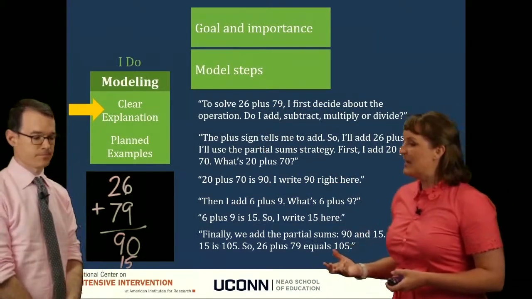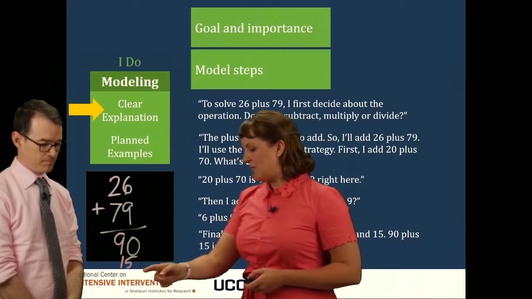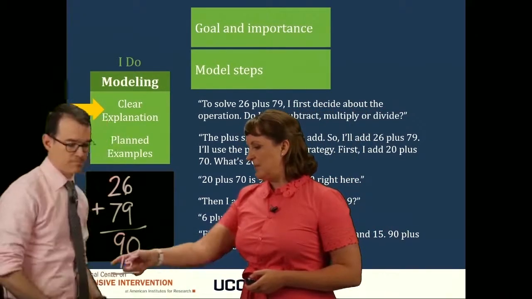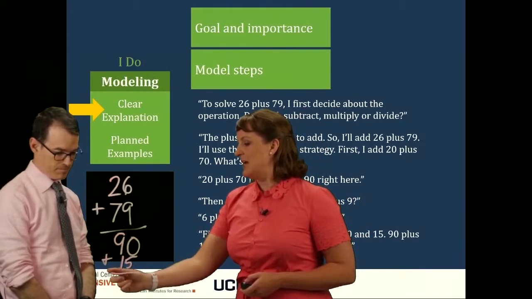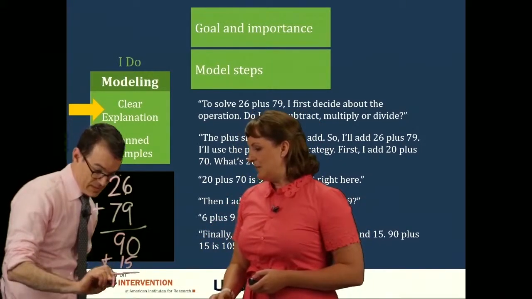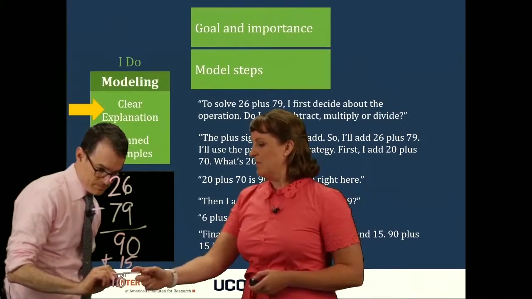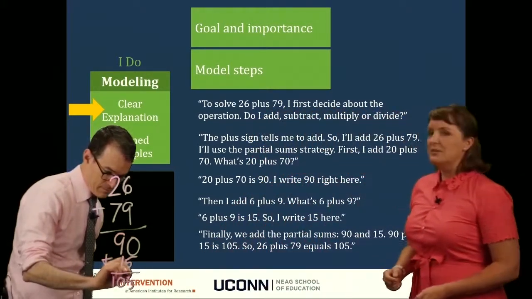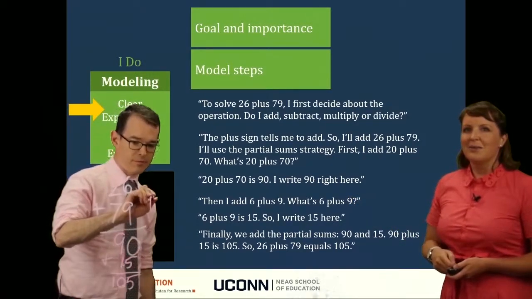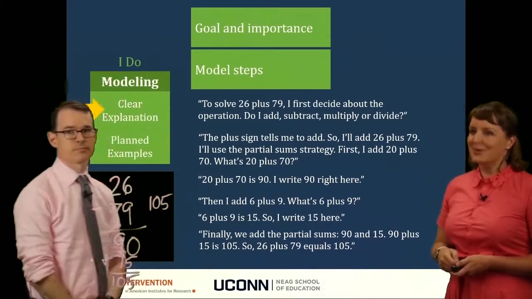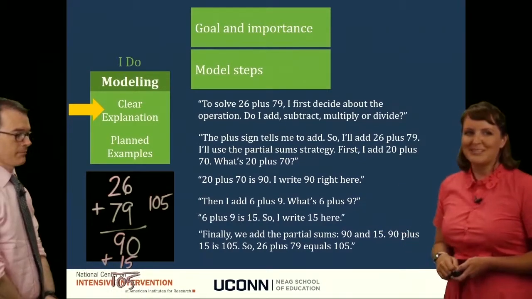Now finally, we're going to add these partial sums. So I'm going to go ahead and have you draw the equal line and a plus sign. And let's add these sums. So if I have 90 plus 10, that is? 100. Mm-hmm. And 0 plus 5 is? 5. So when you have 26 plus 79, it equals what? 105. Very nice work. I like how you wrote it to the side there so everyone could see it.